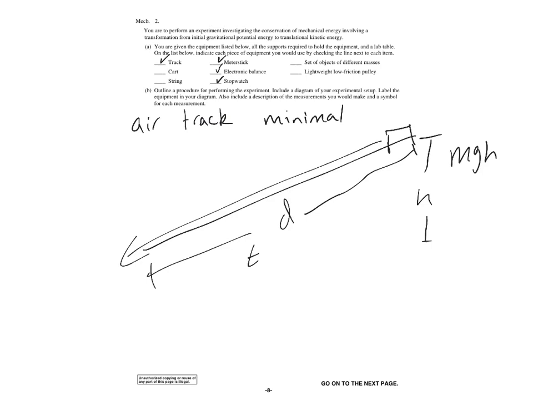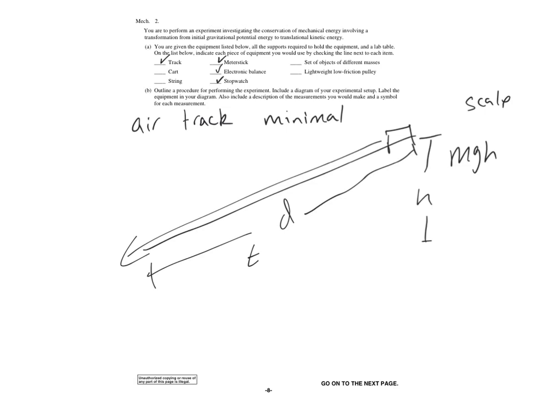So basically, we're labeling the equipment in our diagram. We would use a scale, an air track, and put a meter stick in there. You've got the glider, you've got the height, you've got the distance. This is what they really want on this one, with the paragraph explaining what each one of those things are, or like bulleted points explaining what each one of those are.